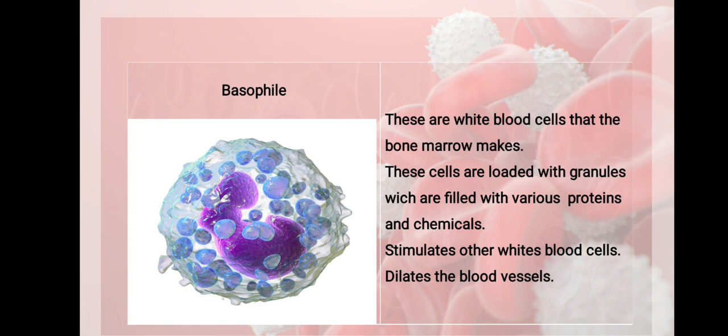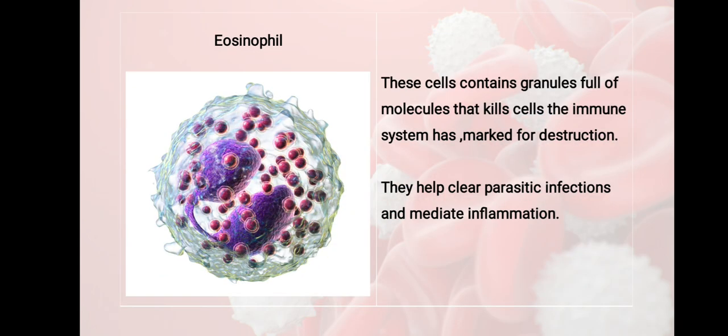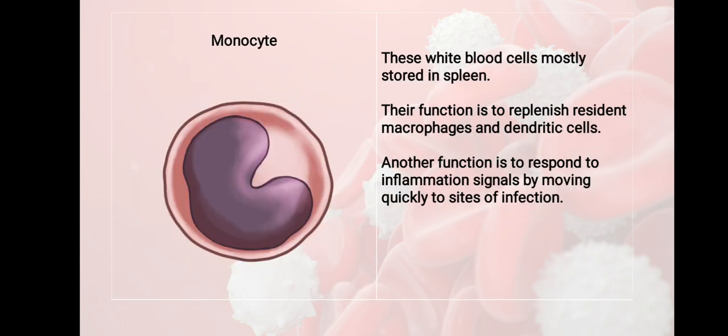Basophils are white blood cells that the bone marrow makes. These cells are loaded with granules filled with various proteins and chemicals. They stimulate the other white blood cells and dilate the blood vessels. Eosinophils contain granules full of molecules that kill the cells the immune system has marked for destruction. They help clear parasitic infections and mediate inflammation.